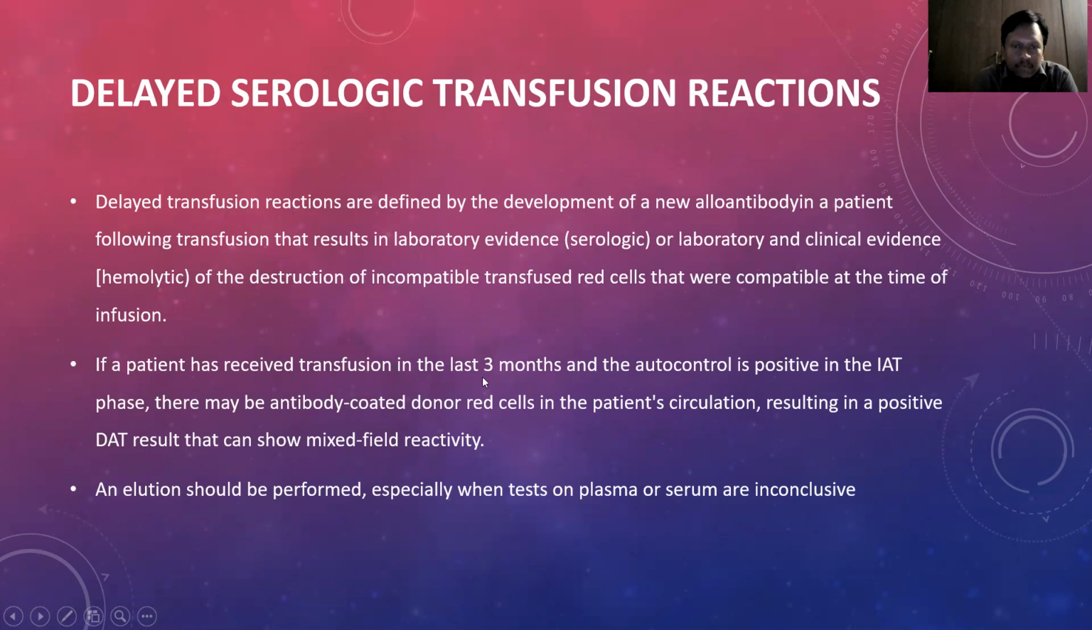The patient has received a transfusion in the last 3 months and the autocontrol is positive in the IAT phase. There may be antibody-coated donor red cells in the patient circulation, resulting in a positive DAT result that can show mixed field reaction. So when we are getting any positive DAT, we may have to suspect delayed serological reactions. An elution should be performed, because sometimes the antibody may not be present in the serum or plasma. So elution can be done so that the antibody which is coated on the red cells can be removed and tested.